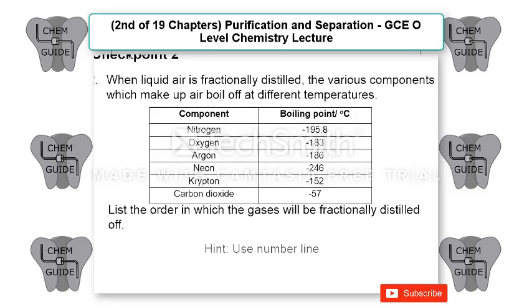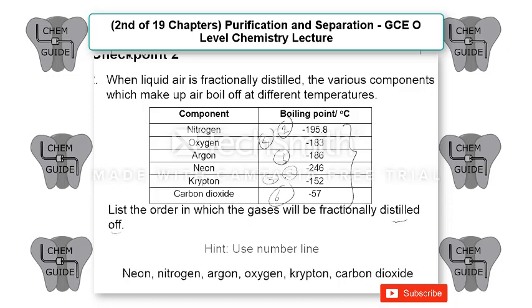Okay, so next question is, during the fractional distillation of air, we have these various components here. Which one will be distilled off first and which one will be distilled off last? So quite simply, we can just observe the boiling point. The lowest boiling point one will be distilled off first, which means that neon will go first, followed by nitrogen, then argon, then oxygen, then krypton, then carbon dioxide. Lowest to highest.